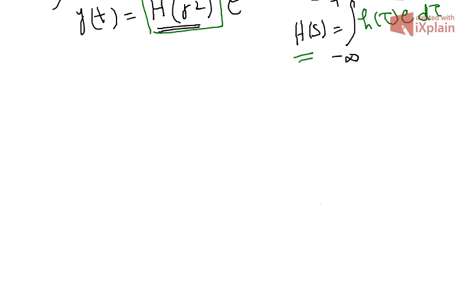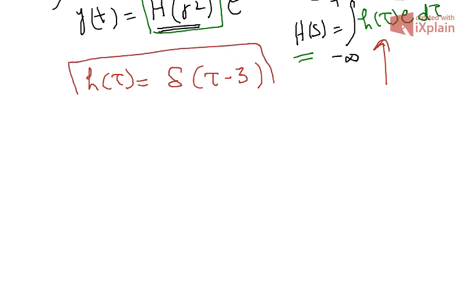So let's try this one. We already found this impulse response h of t, right? So we already have h of tau available, which we just found above, that h of tau is basically delta of tau minus 3, right? So just replace t by tau in the above equation. We already have found this one.